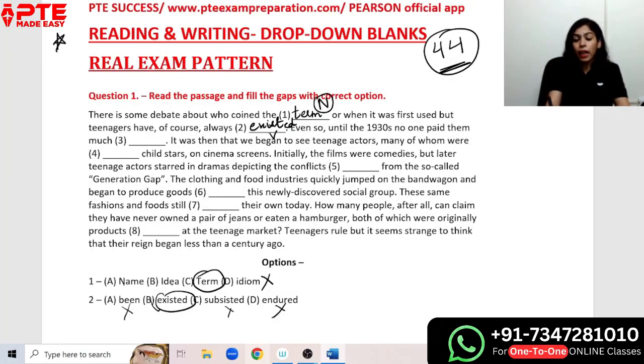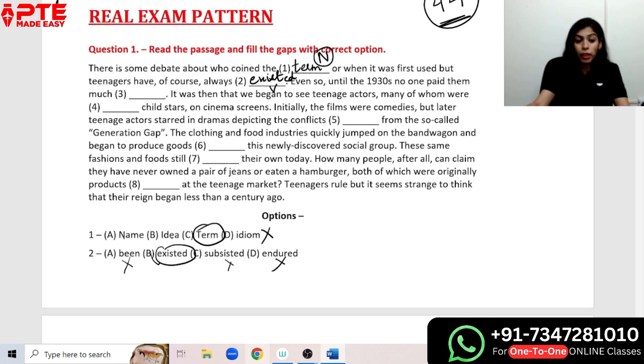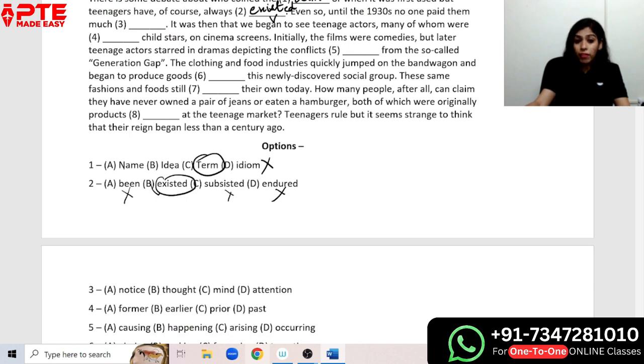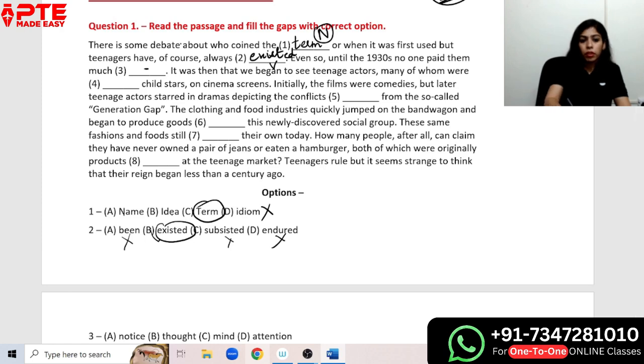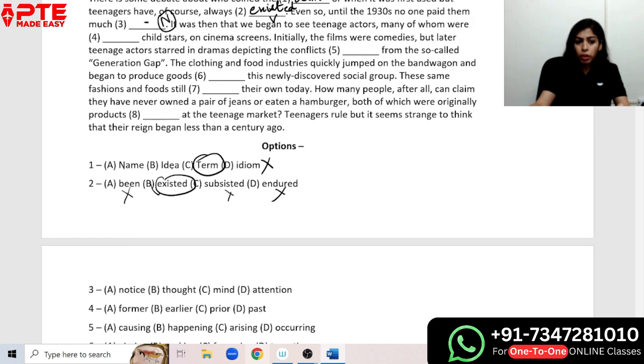Even so, until the 1930s, no one paid them much dash. So let us look at the options. Even so, until the 1930s, no one paid them much dash. Again, some noun is going to come here. Let us look at the options. No one paid them much notice, much thought, much mind, or much attention.